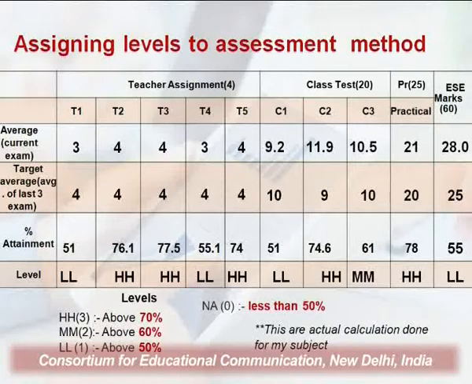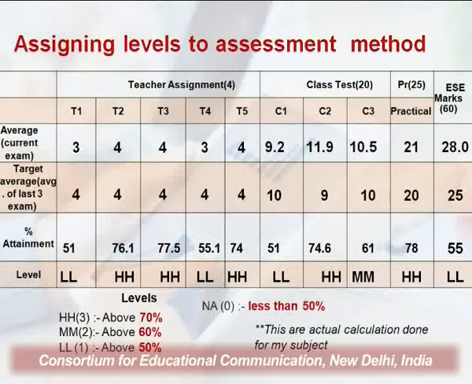If you see the vertical column, the first is your average, in the current example T1 is 3, T2 is 4, T3 is 4, T4 is also 3, then T5 is 4, and C1, C2, C3 is 11.9, 10.5 to 1, that is, the total external overall marks is 28.0. Similarly, we have the target average with us and the percentage of assessment. The nomenclature used here is LL, HH, LL, HH, MM and HH.